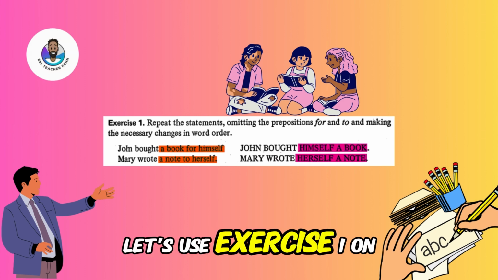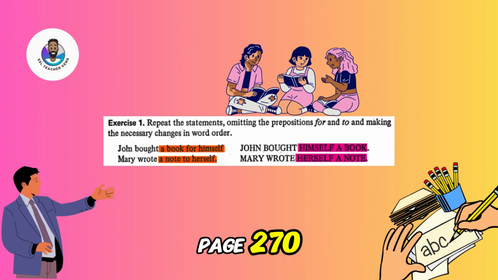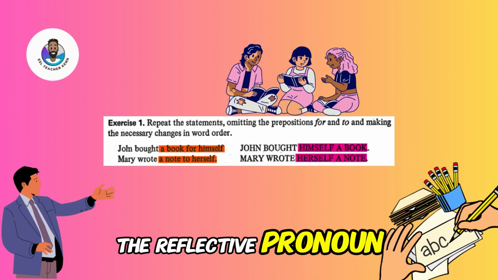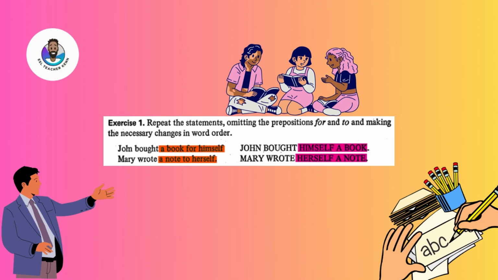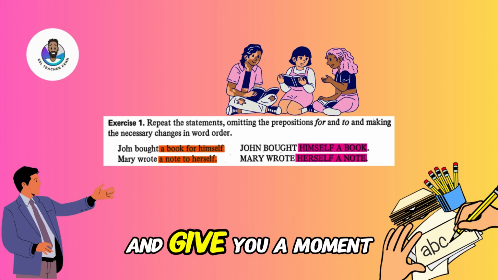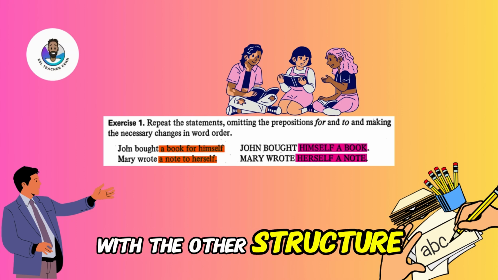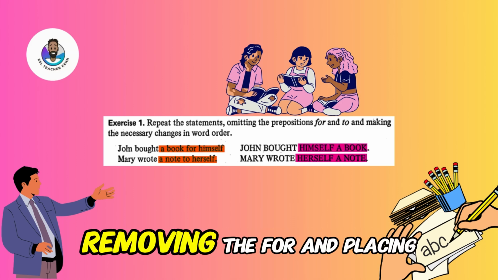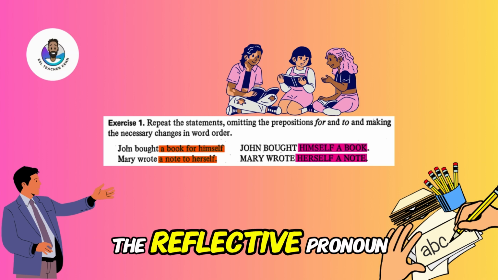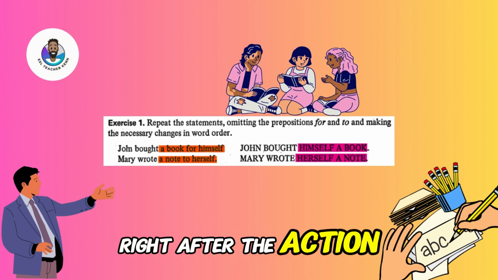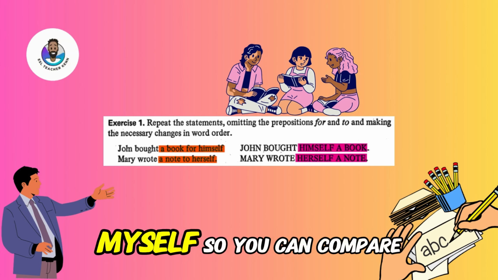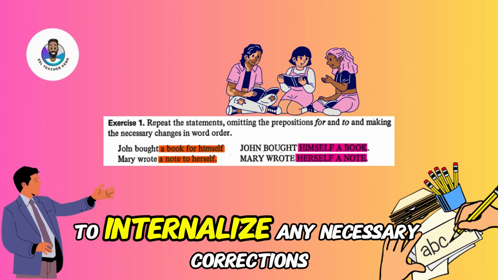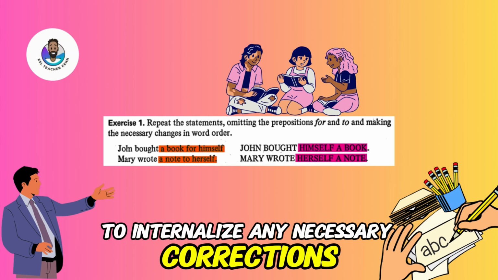Let's use exercise 1 on page 270 to practice the two correct positions of the reflexive pronoun or the self pronoun. I will read the sentence and give you a moment to say it with the other structure. After you say it with the other structure, that is, removing the for and placing the reflexive pronoun right after the action, I will say the sentence myself so you can compare. Don't forget to repeat after me to internalize any necessary corrections.